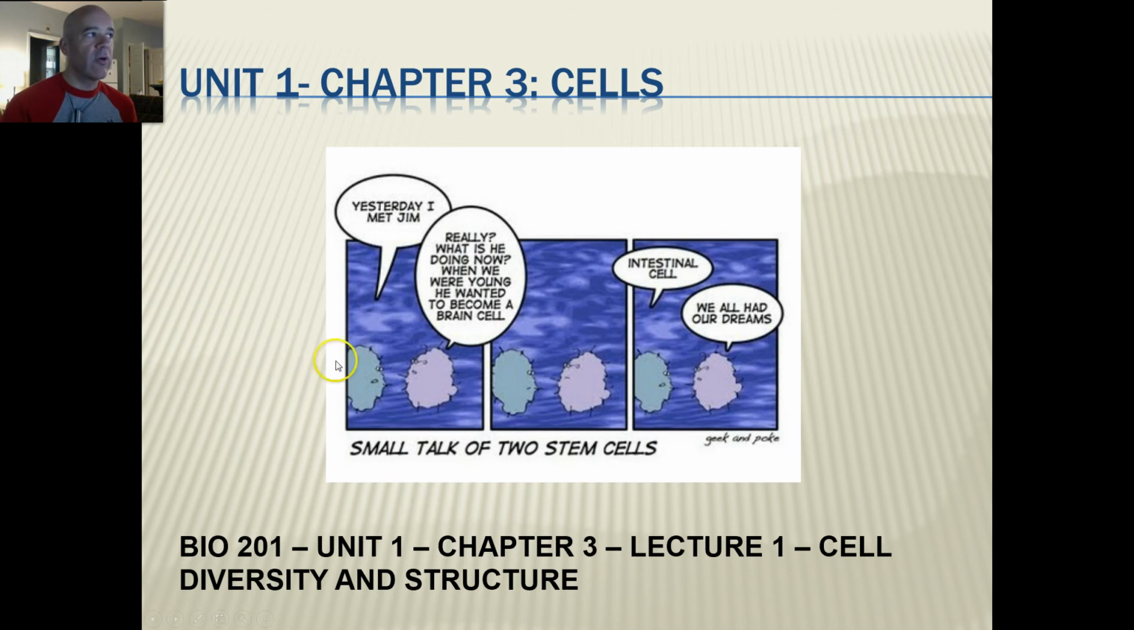All right, this little cartoon I've got here on the opening slide for Chapter 3 refers to two stem cells talking to each other. We hear about stem cells in the news all the time. And the cells of your body are very diverse. There are many different kinds, at least 200 different types of cells in the human body that we know about.